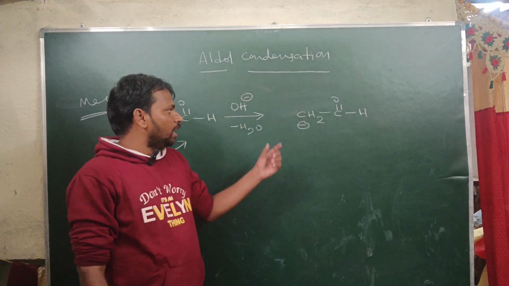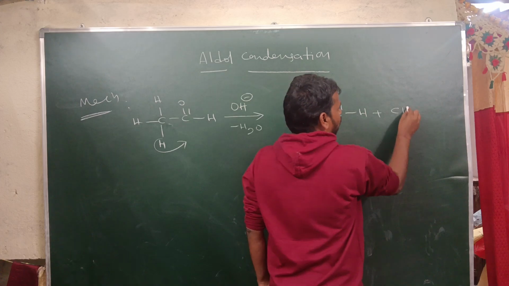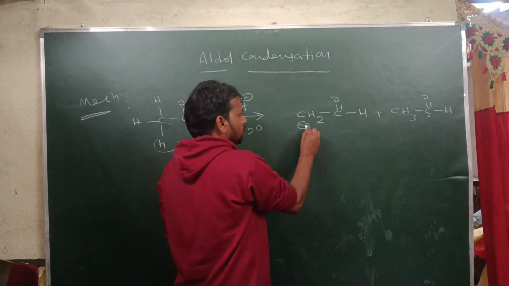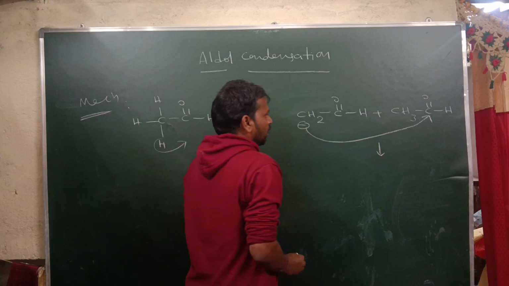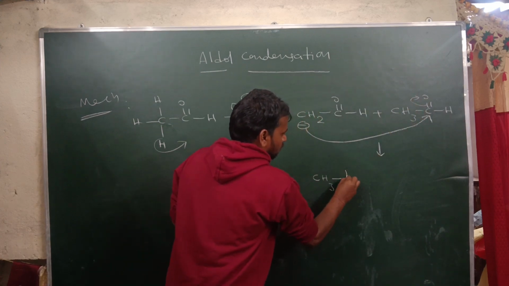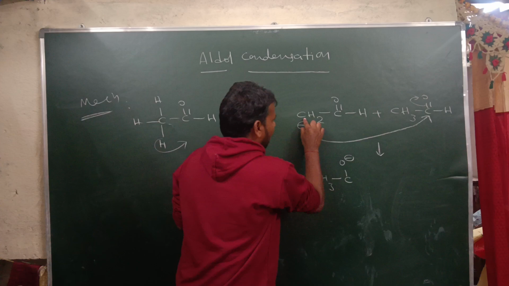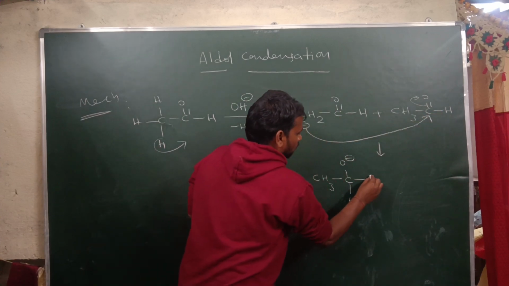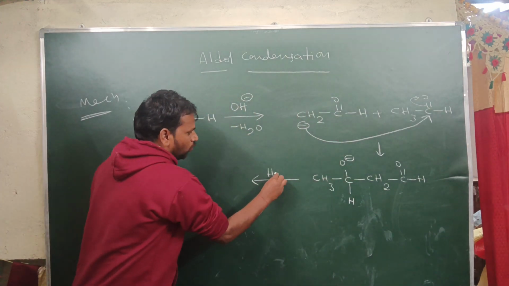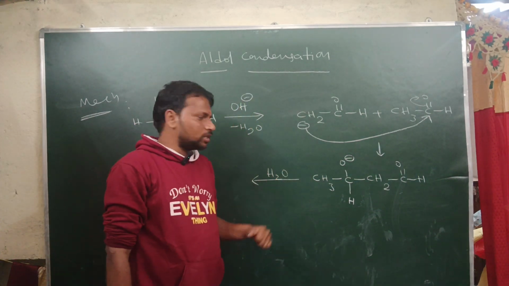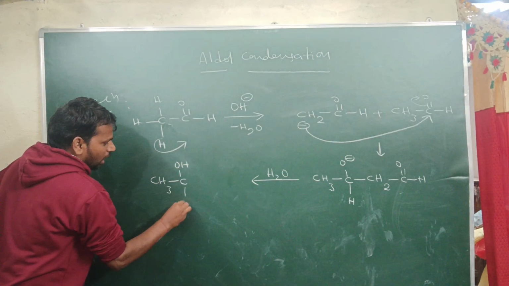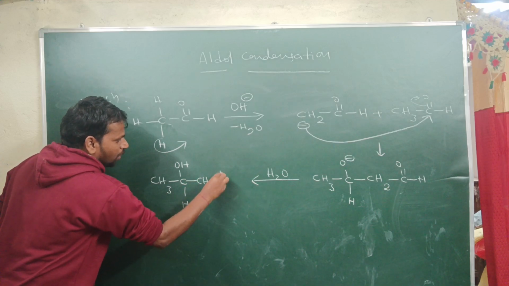Now this carbon center is acting as a nucleophilic center, and it reacts with another mole of CH3 C double bond O H. This center is the electrophilic center and this center is the nucleophilic center, so there is a new bond between these two. At the same time, the electrons move onto the oxygen, giving CH3 CH O minus and CH2 C double bond O H. Next, water, why? Because we are using dilute sodium hydroxide, and water is there. So protonation takes place on that oxygen. It will form CH3 CH OH CH2 C double bond O H.